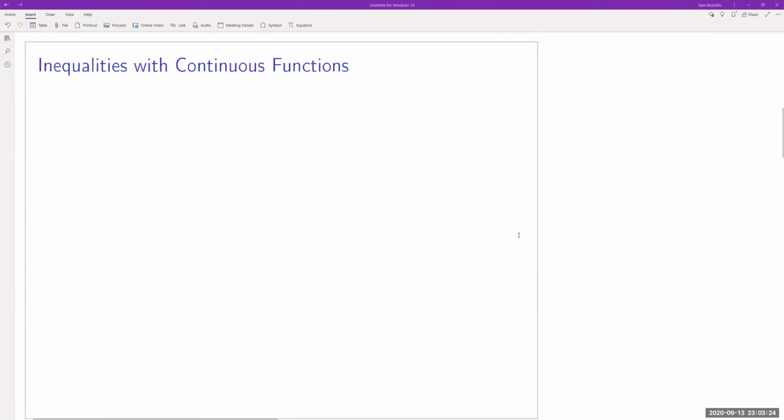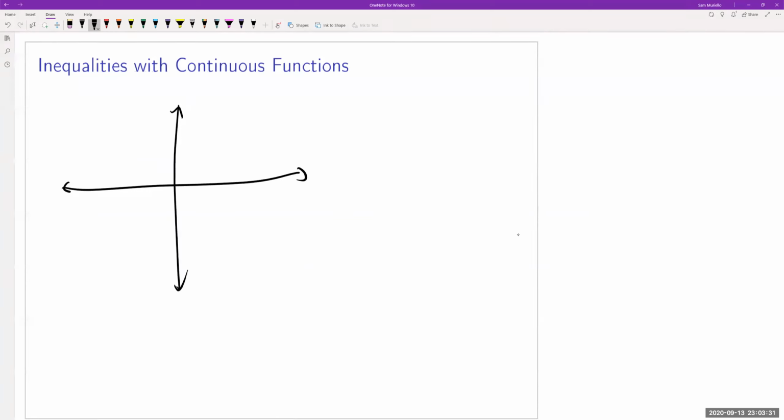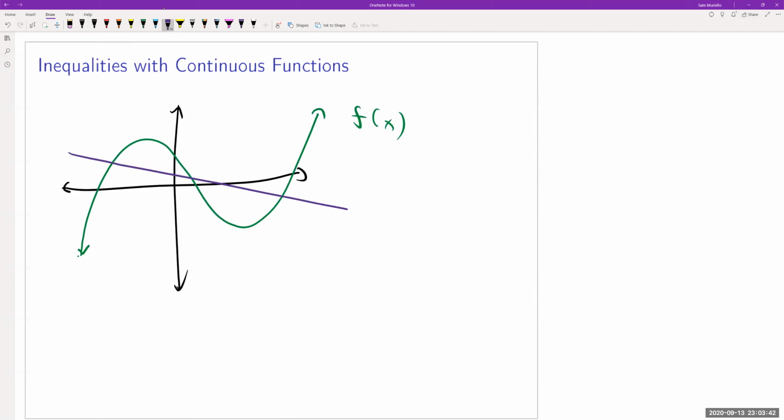In order to get a sense of what we're going to do today, it will be best for us to start by taking a look at the idea with a graph. Supposing that we have these two functions, let's say f of x and g of x. And I would like to figure out where is f of x greater than g of x.